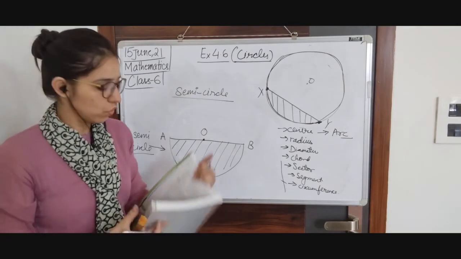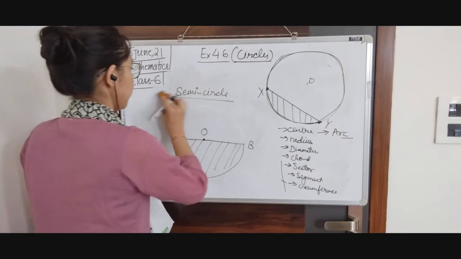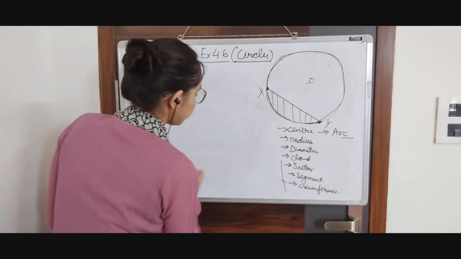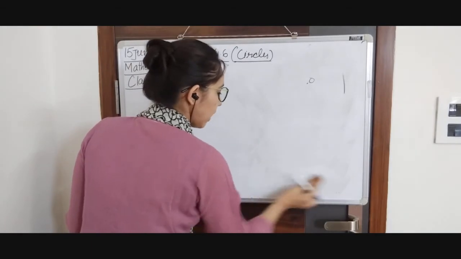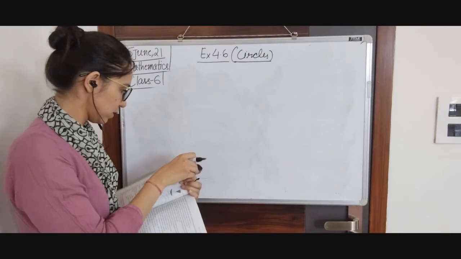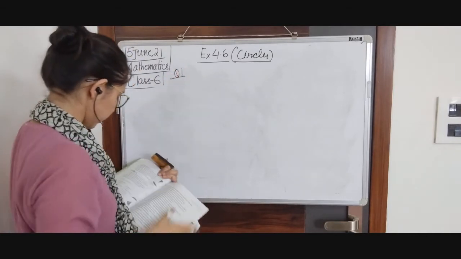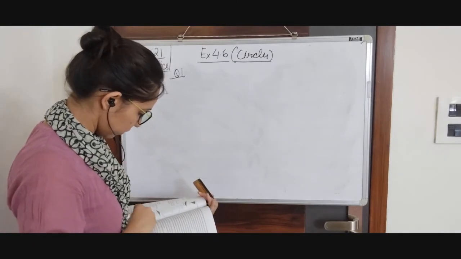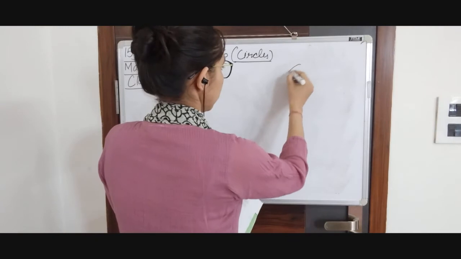Now we are going to do question number 1 of exercise 4.6. The terms that we discussed today are very important and used again and again in our senior classes, so focus on them. From the figure, identify the center of a circle. We are given a figure, and the figure is like this.